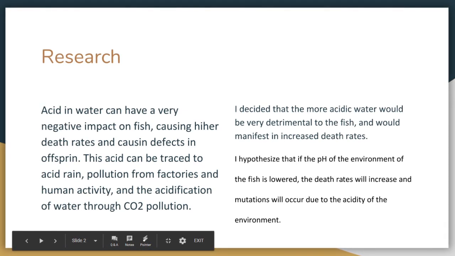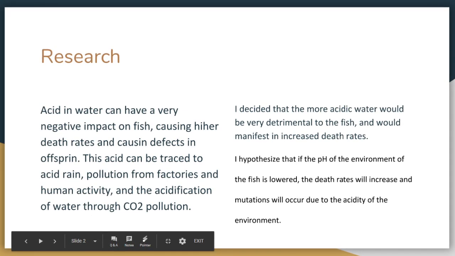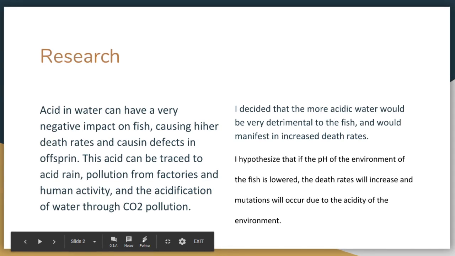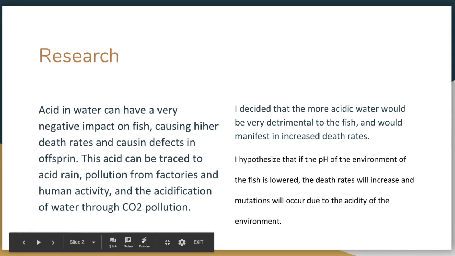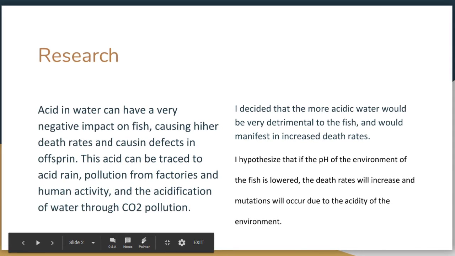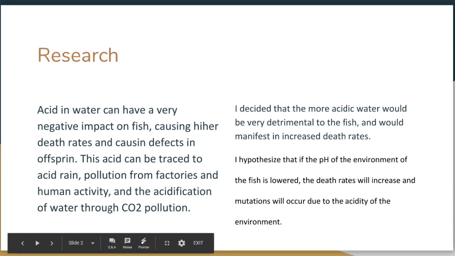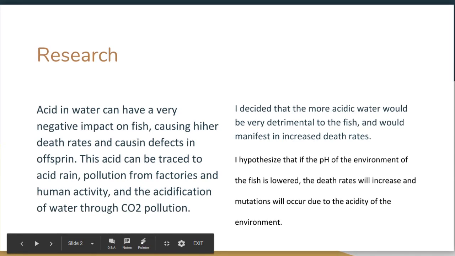I decided that this water, the more acidic water, would be very detrimental to the fish. My hypothesis was that if the pH of the environment of the fish is lowered, the death rates will increase and mutations will occur due to the acidity of the environment. And my hypothesis was proved correct.